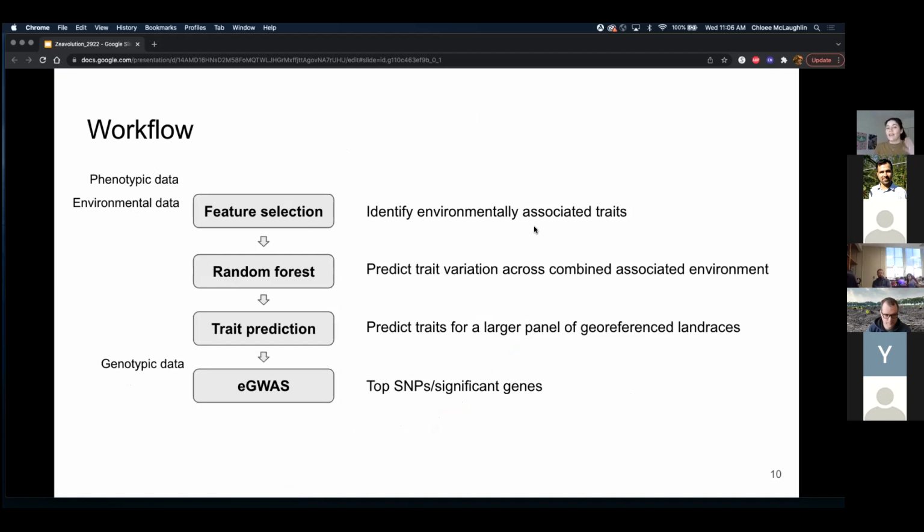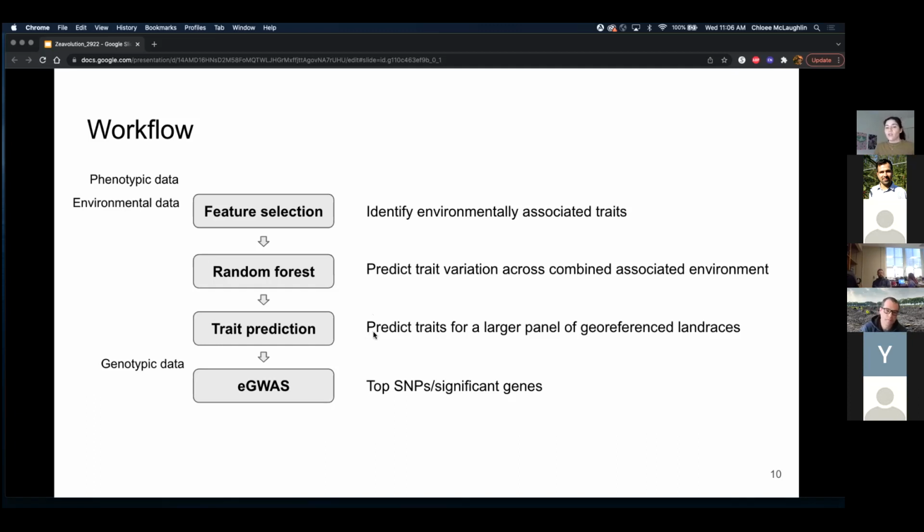Once we identify both the environmentally associated traits and the aspects of environment that describe significant variation in a trait, we're able to plug that information into a model where we can predict how trait variation changes across combined environmental associations. Once we have a constructed model that's effectively telling us how we predict a trait to change across environment, we can then predict traits for other panels of georeferenced landraces where we only have environmental information and we don't know anything about their trait values.